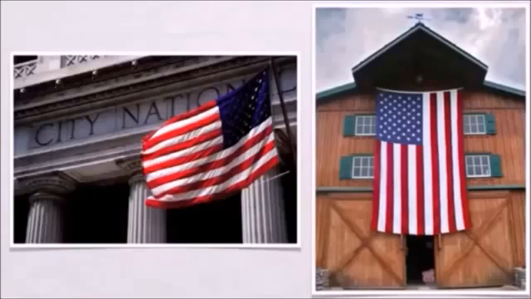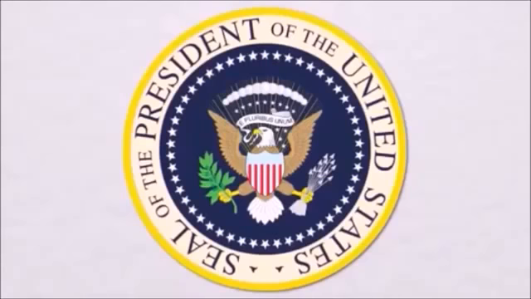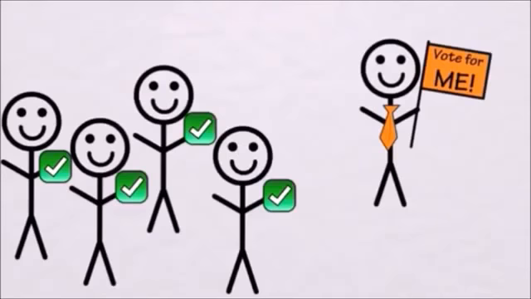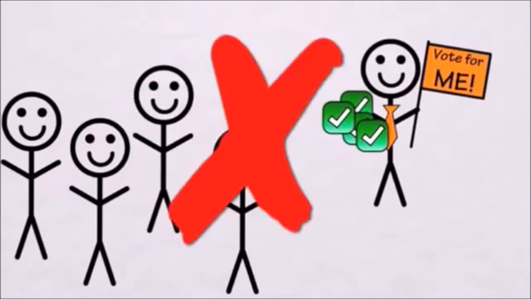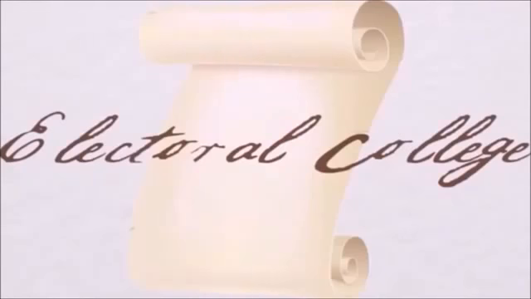Election day, when Americans everywhere cast their ballot for the next president of the United States. Except, not really. Americans don't directly vote for president. So what's happening on election day then? It's a bit complicated because of something called the Electoral College.